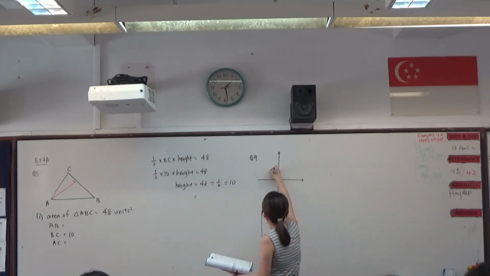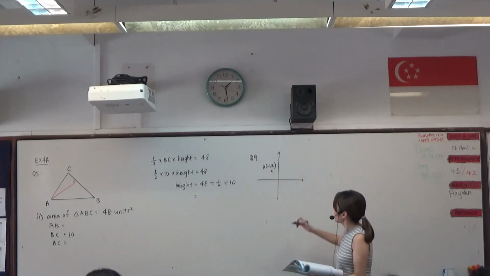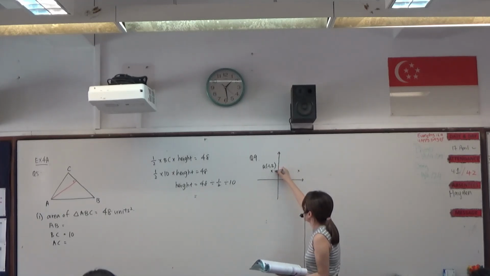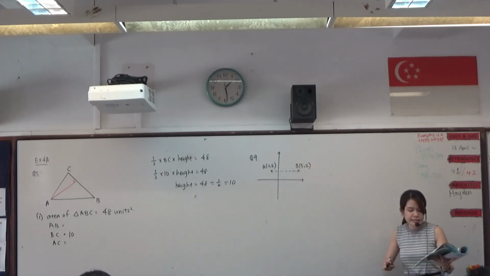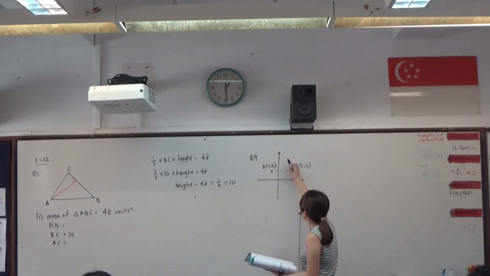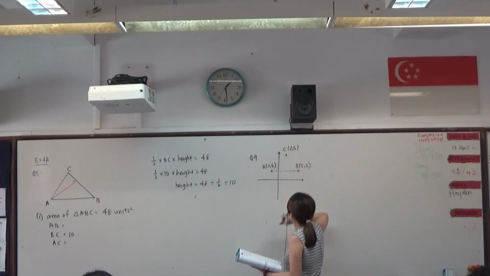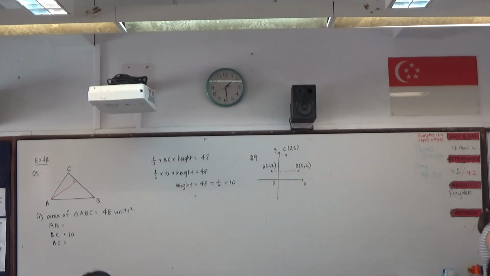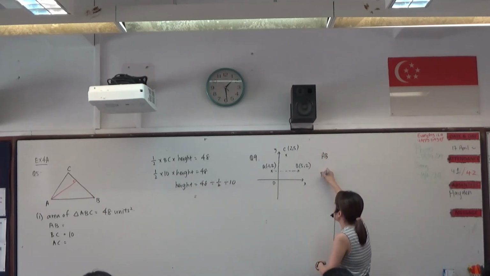So A is negative 1, 2, maybe around here. And then B is 5, 2, so you know that this is on the same horizontal line. And then C is 2, 5, maybe up here. Now to find out whether it is an isosceles triangle or not, rely on the definition that there must be one pair of equal length. So we just go and find out the lengths of AB, BC, and AC.